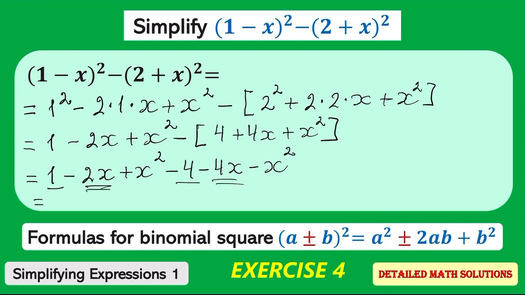I'm going to underline the pairs, similar to the previous exercise. And then what I have is negative 3 minus 6x. x squared and negative x squared are the same term with opposite signs, therefore their sum equals 0. So I cancel out. This way, negative 3 minus 6x is the final solution for this exercise.